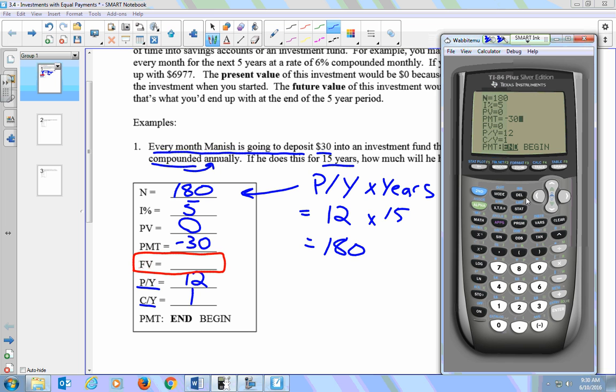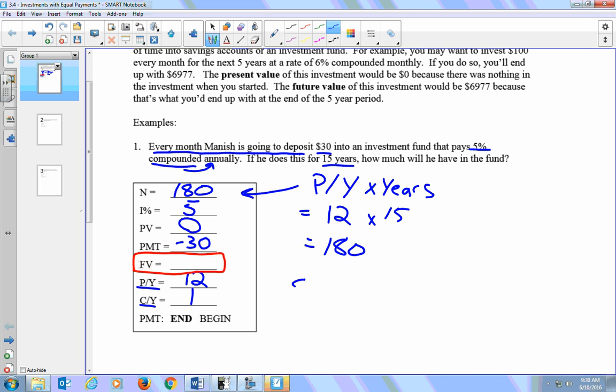Our future value is what we're trying to solve, so we're just going to skip over that and go straight down to payments per year. 12, and our compounding per year is 1. So just remember, payments per year is 12. If you press enter, sometimes that will change to a 12. So just make sure it stays 12 and 1. It is. Now we want to solve for future value. We go up to future value, Alpha, enter, gives us $7,944. So at the end of 15 years, Manish is going to have $7,944.74 in the fund.